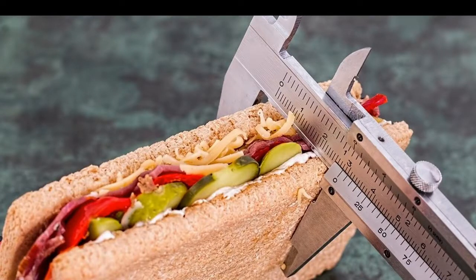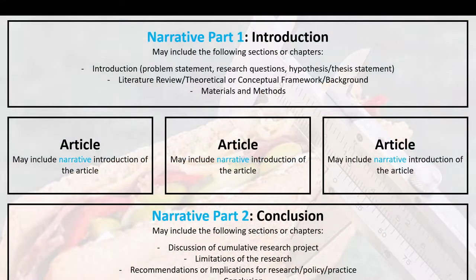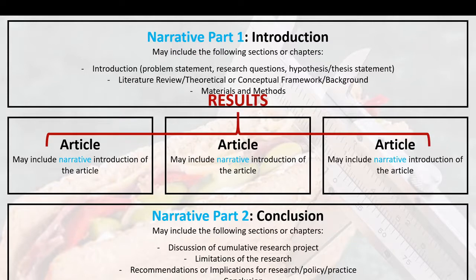It takes its name from the idea that your article manuscripts are sandwiched or contained within the Kappe's narrative, such as is presented here. Here we can see that the narrative starts with a section that could be considered the introduction, including problem statements, research questions, hypotheses, or thesis statements, any necessary background or literature review, theoretical or conceptual frameworks, and materials and methods. Our results section is ultimately the articles that we present ourselves before moving down towards our discussion and conclusion in what could be considered the second part of the narrative.